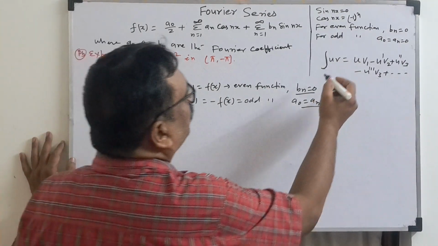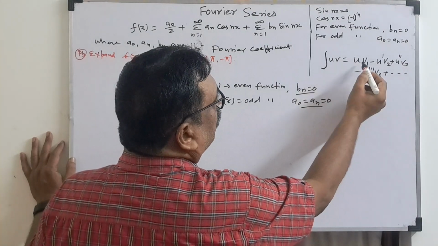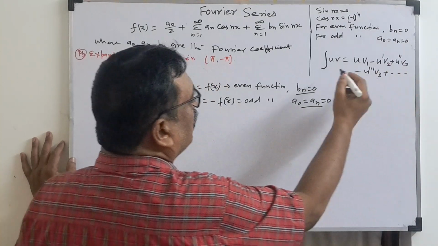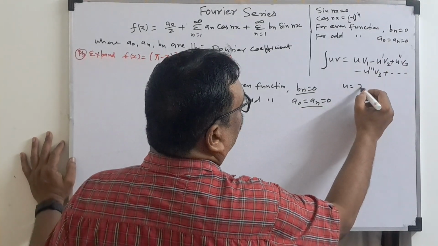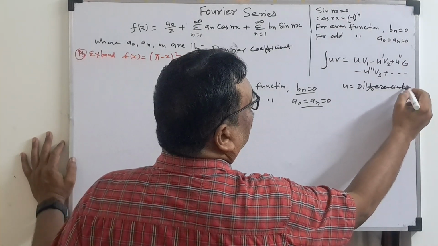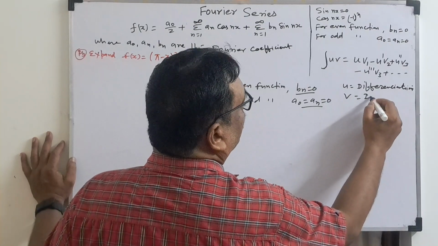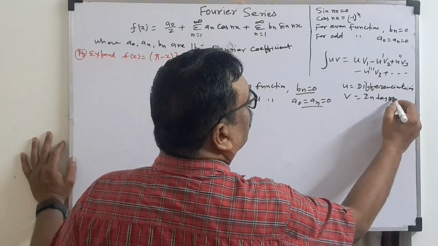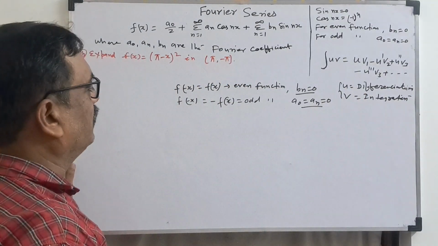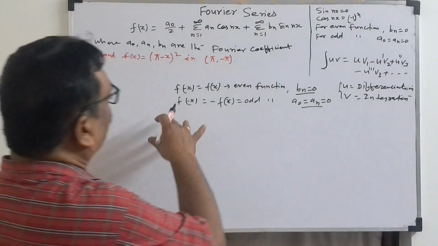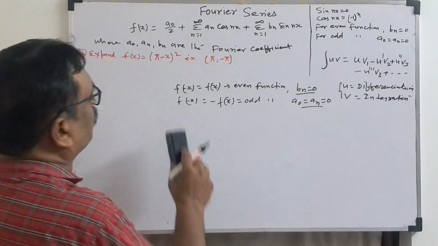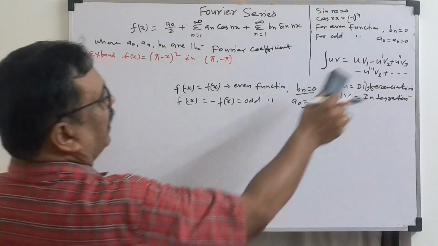Now another formula is there, integrate uv: u v1 minus u dash v2 plus u double dash v3 minus u triple dash v4. Then what is u? u is differentiation and v is integration. v will be the integration. So we'll start the problem, and in between the steps I will explain a lot of basic things. Okay, so you have to remember this, odd function and even function, which I wrote here also.